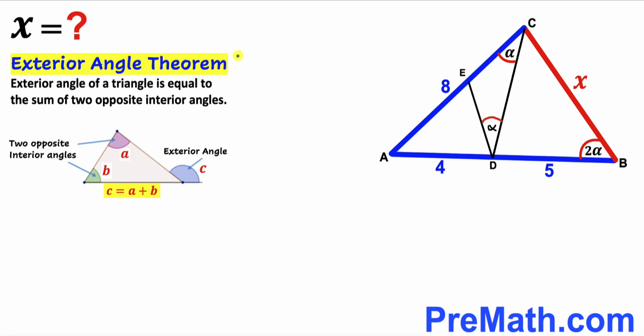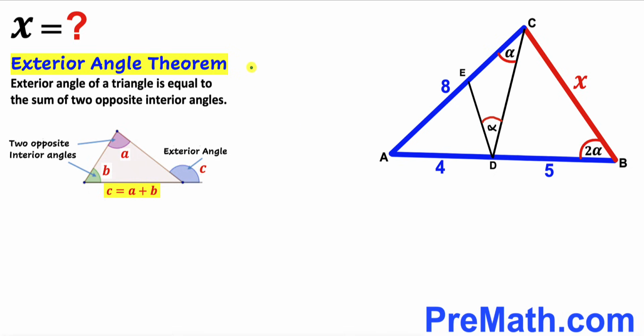And now let's recall the exterior angle theorem. According to this theorem, the exterior angle of a triangle is equal to the sum of two opposite interior angles, as you can see in this given diagram. Here we got our exterior angle C, whereas A and B are our opposite interior angles, such that this angle C has got to be equal to the sum of angles A and B.